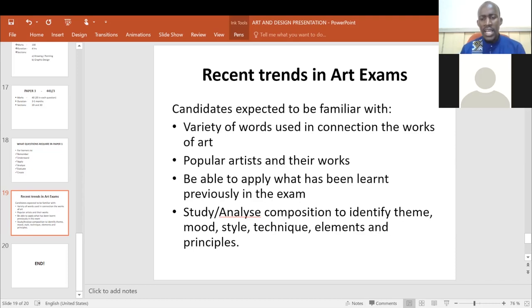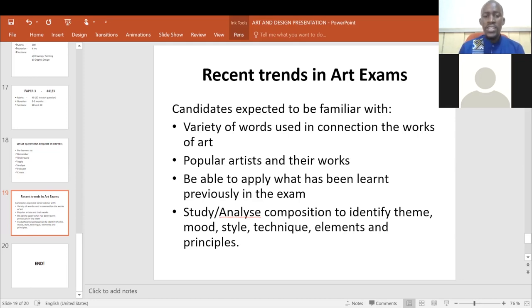exam, in the last 4 to 5 years, we've not had an art exam paper without a picture, without a photograph, or without a drawing. So the candidates are required to analyze those photos, analyze the picture, study, and be able to identify the theme in that particular illustration or photo or picture.